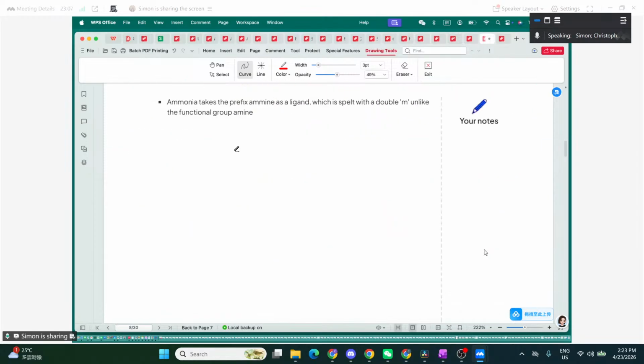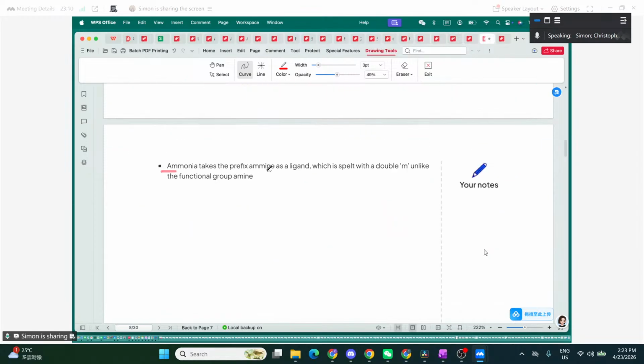And for this one, ammonia will take the name ammine as the ligand, which is spelled with a double m. Understand?